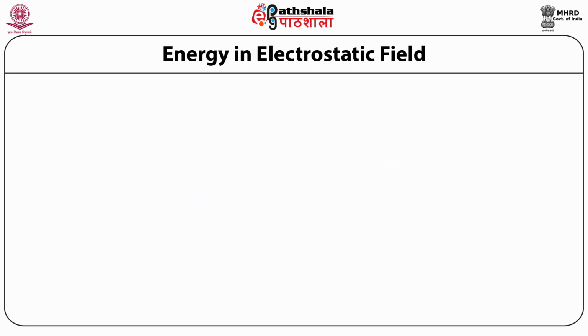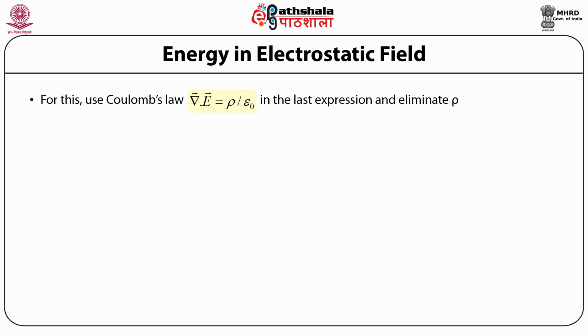And for doing this, we again use the Coulomb's law, which is also the first of the Maxwell's equations and also referred to as the Gauss's law of electrostatics, which can be expressed as the divergence of the electric field is equal to rho upon epsilon naught, where rho is the charge density. And using this definition of the divergence of the electric field, we will eliminate, in the last of the three expressions of the energy in the electrostatic field, the quantity that is the charge density rho.